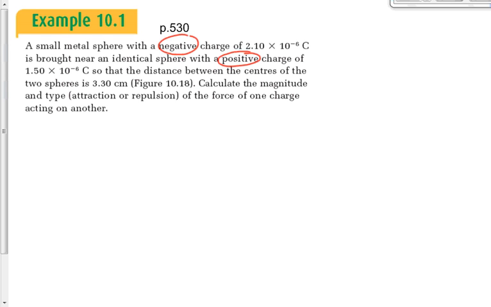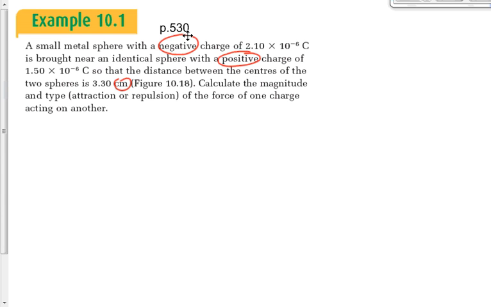So we get a negative and a positive, two opposite charges. 1.5 times 10 to the minus 6. The distance between them is 3.3 centimeters. We know we want to convert that to meters. What's the magnitude and the type, attraction or repulsion, of the force of one charge on the other?